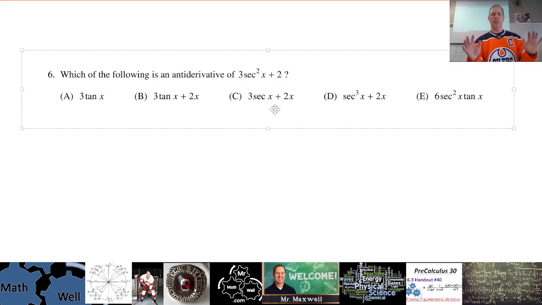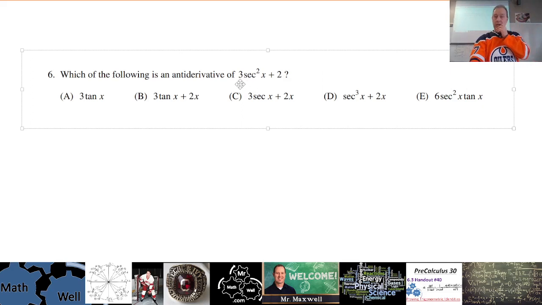So when you look at this, what jumps out at you? Let's talk it out here so that we can share knowledge with each other. Is taking the antiderivative of this pretty straightforward, do you think? When you see 3 secant squared x plus 2 as far as an antiderivative, anything jump out at you? The derivative of tan is secant squared x. Okay, thank you. The antiderivative of secant squared x is tan. That's good.